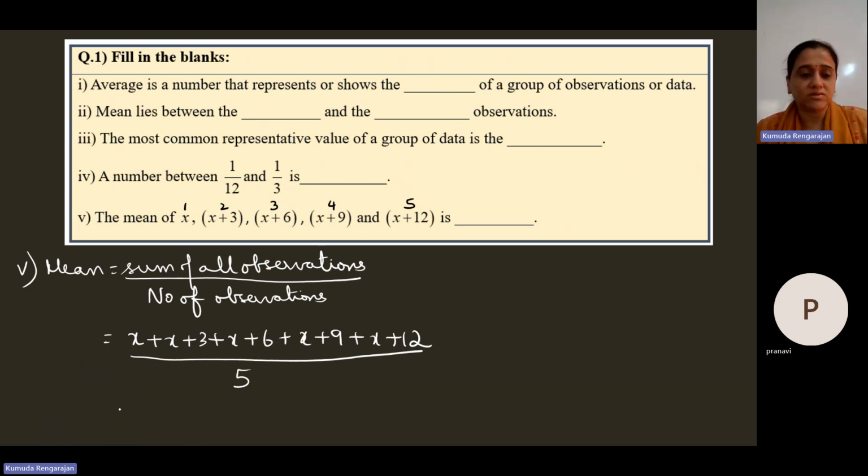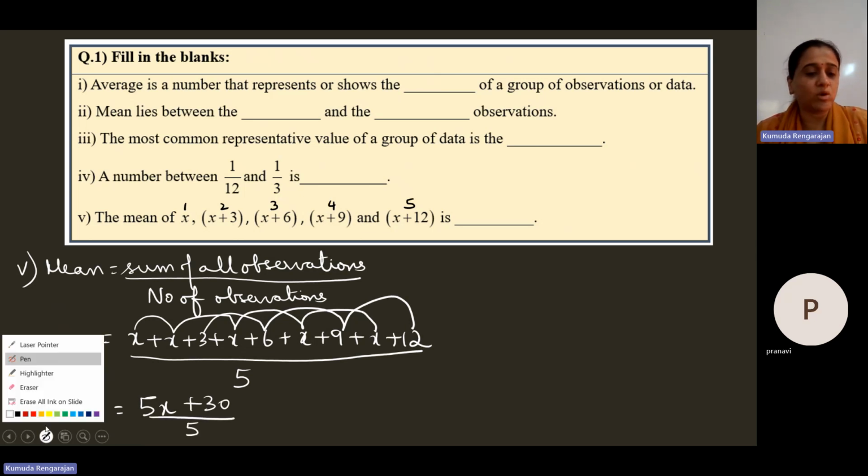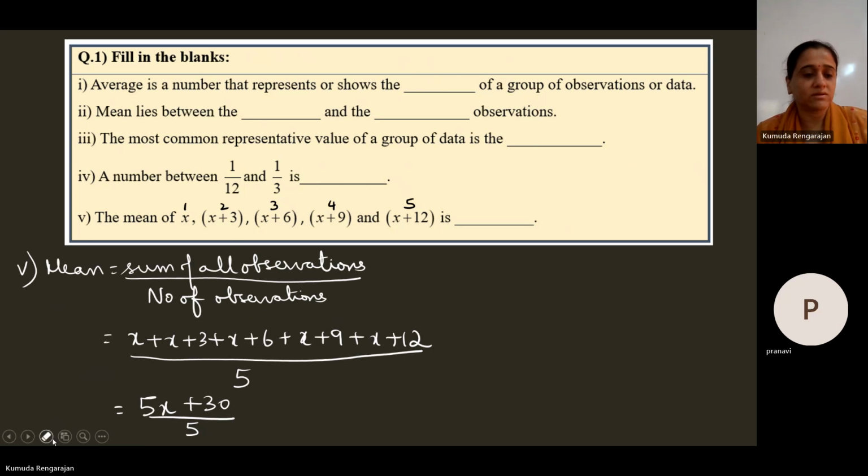So that's equal to, what is x plus x? 2x. 2x plus x, 3x. 3x plus x, 4x. 4x plus x, 5x. So 5x. Now what is 3 plus 6? 9. 9 plus 9, 18. 18 plus 12, 30. Plus 30 by 5. Add all the x's, and add all the numbers.